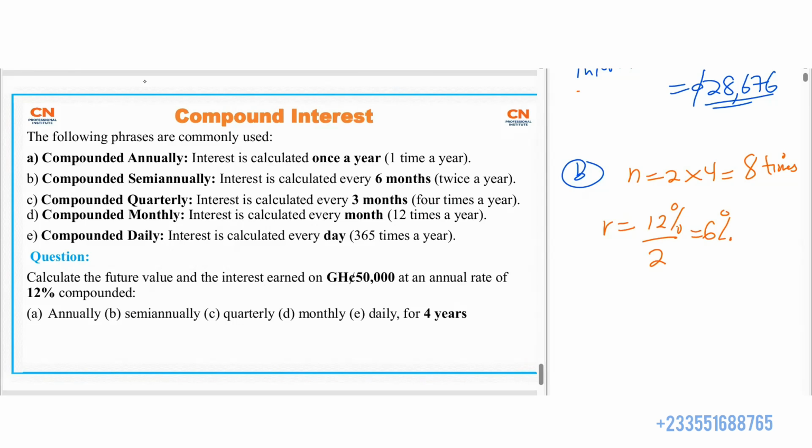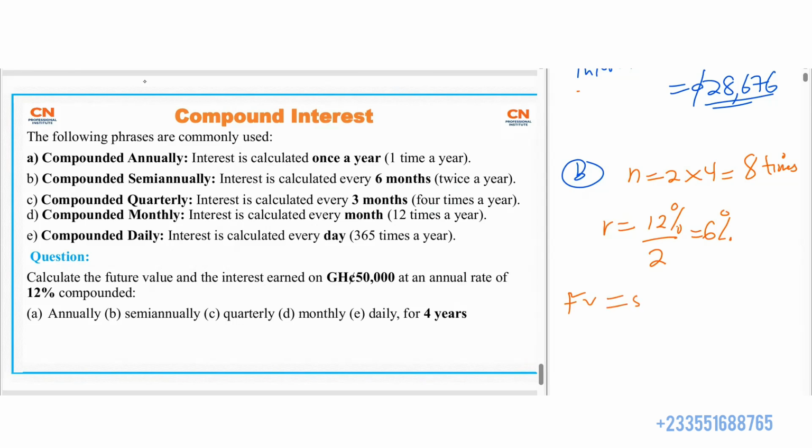So this 6% is what? For the first 6 months. Then another 6% for the next 6 months, making what? 12%. Okay. So we divide the rate by the number of times that it will be what? Compounding. All right. So now your future value is equal to, I'm not going to repeat the formula again.